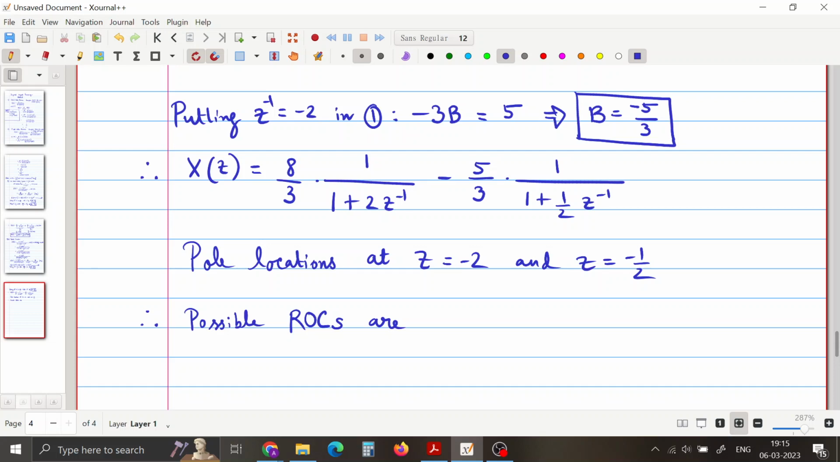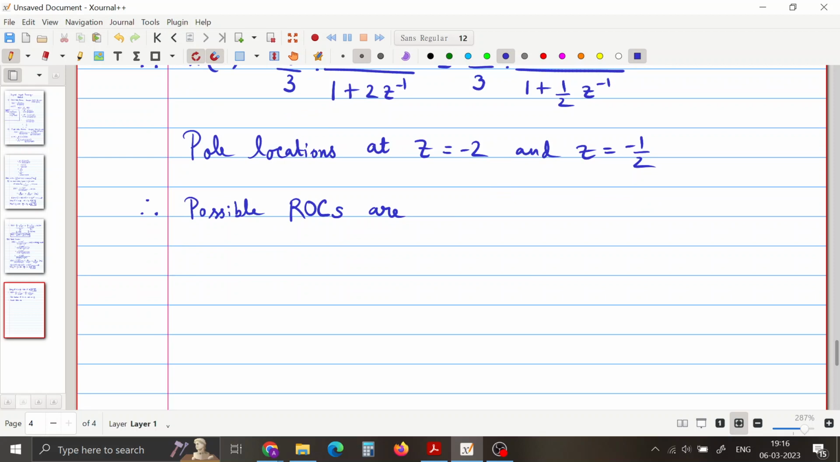So the possible ROCs would be mod z greater than mod of minus 2, which is 2. That is the exterior of the circle of radius 2. The second ROC could be within these two values: half less than mod z less than 2. So it's an annular region. Similarly, the other ROC could be mod z less than half. So it's the interior of the smaller circle of radius half, within the circle of radius half. So these are the three possible ROCs for these 2 pole locations.